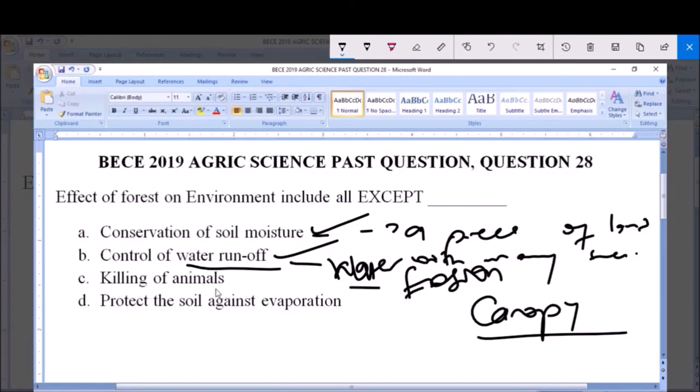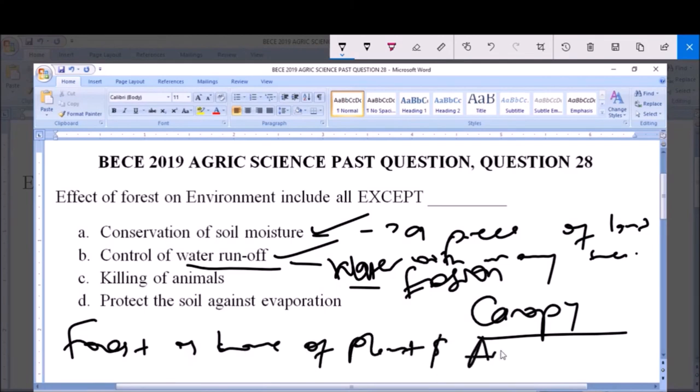Then C is killing of animals. Now I want you to understand that a forest is the home of plants and animals. So therefore, forest helps to house animals. It does not kill animals. You find most of these wild animals in the forest. They house animals.